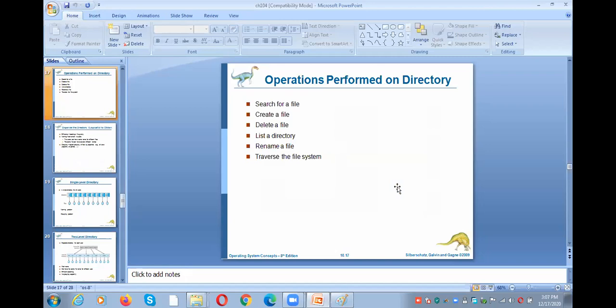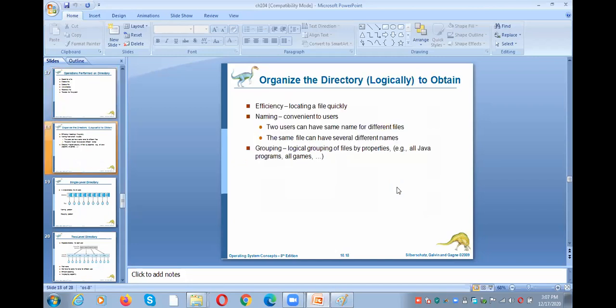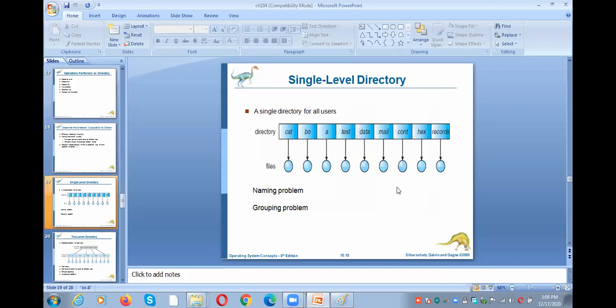Next, these are the operations of a directory. Yesterday I already told you, we can search for a file, we can create a file, we can delete a file, we can list the directory, we can rename the file, and we can traverse the file system. Next, as I told you, single level directory. I don't want to confuse you. That is the reason why I make my own examples for your understanding sake. This is the textbook example. You can go through it now.